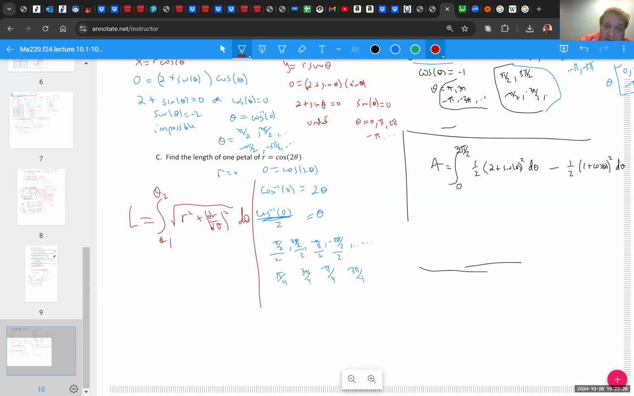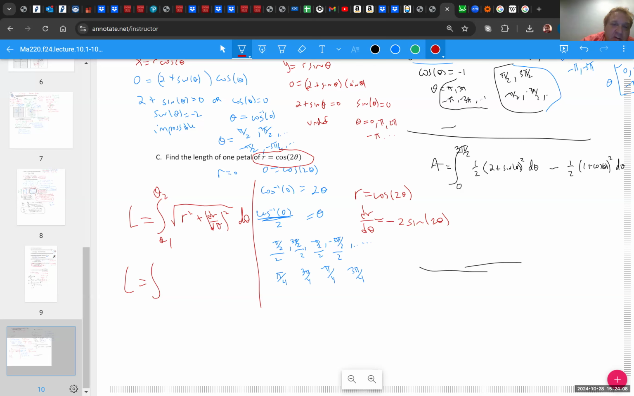Well, we know what r is. It's right there. r is equal to cosine 2 theta. Because we know what r is, we can find dr d theta, just the derivative. Derivative of cosine is negative sine. We've got to use the chain rule, so I'm going to end up with a negative 2 in front. So negative 2 sine 2 theta is the derivative of cosine 2 theta. And then I could just plug it in.